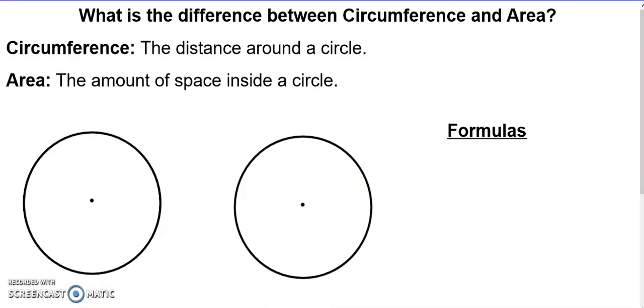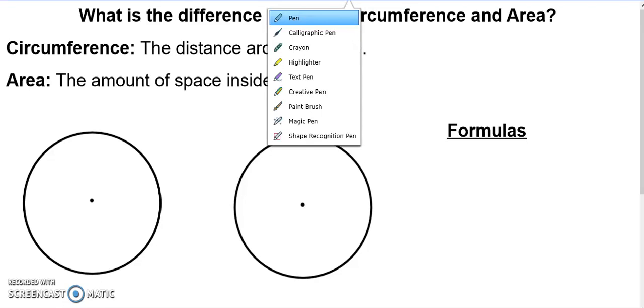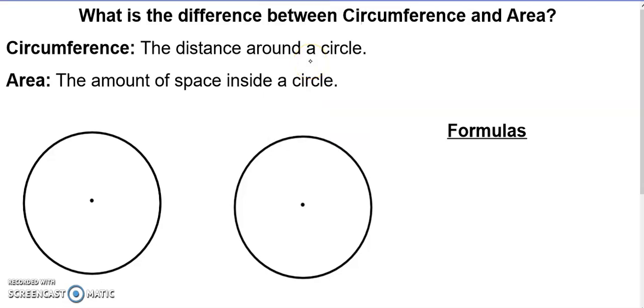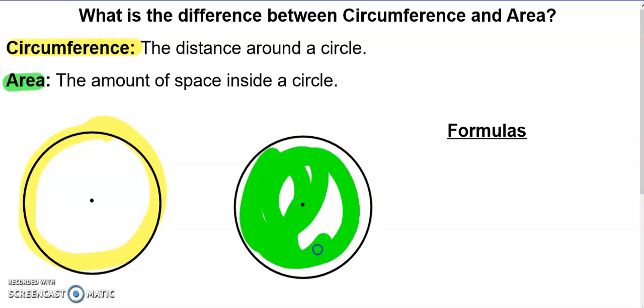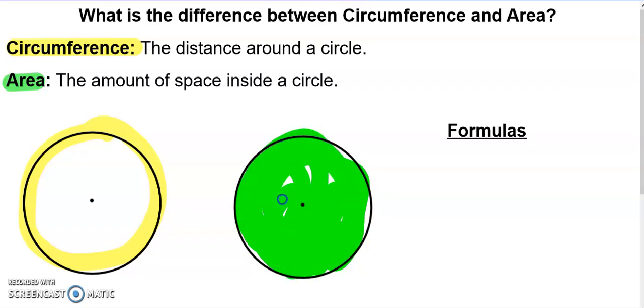A circle also has a circumference and an area. Circumference is the distance around a circle. So that's the circumference. If you were to snip the circle and hammer it flat and measure it, that would be circumference. Area is the space on the inside of the circle. So this is area. Area is how much is inside the circle. Circumference is how far around the circle.